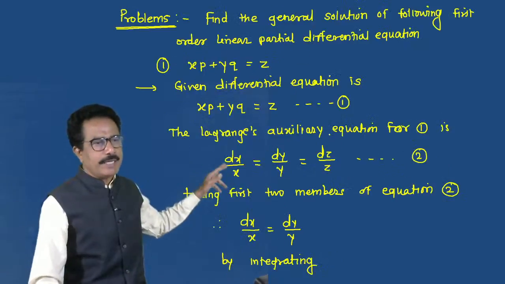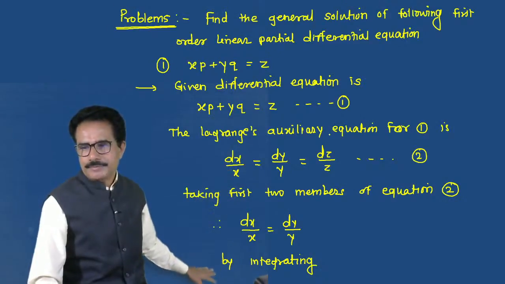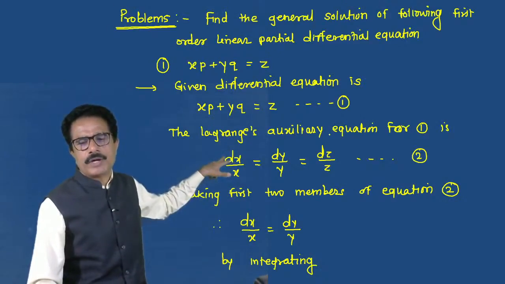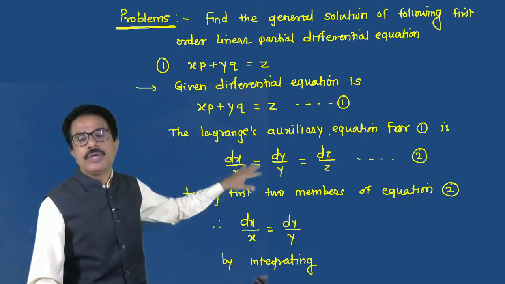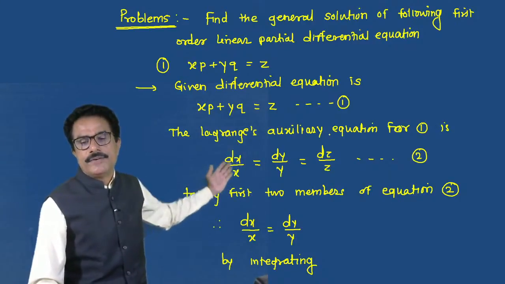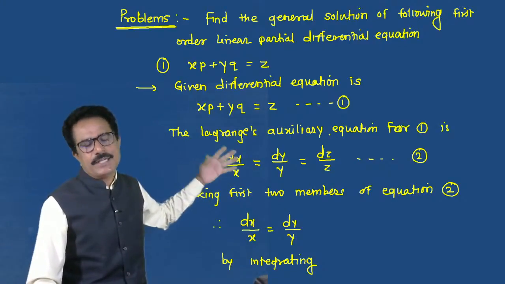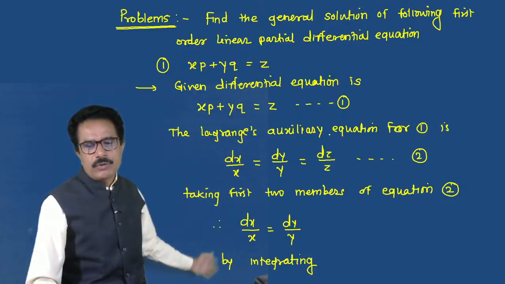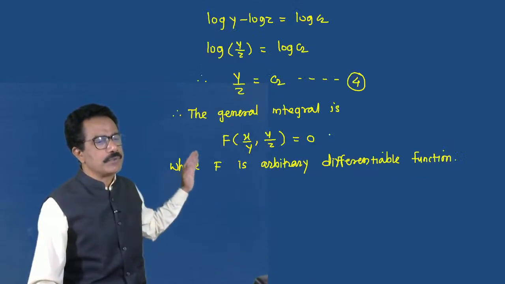हे समजलं का रे तुम्हाला? परत एकदा पहा, समजलं ना? हे खूप सिंपल आहे. First of all we have to write in the auxiliary form, then we have to take first and third, first and second, or first and third, you can take any term, and you have to solve this equation, then we get the solution of this form.